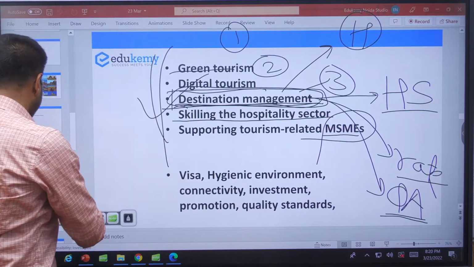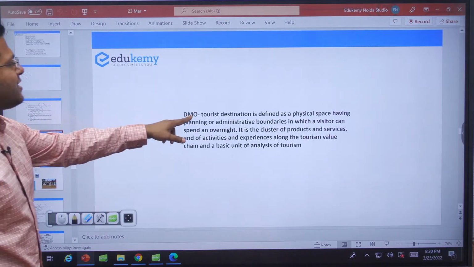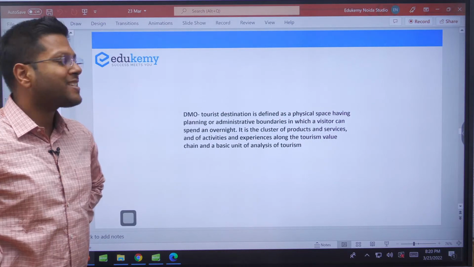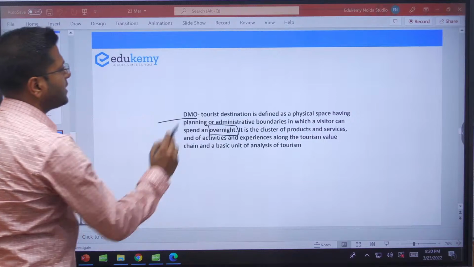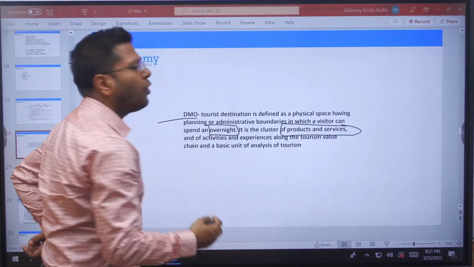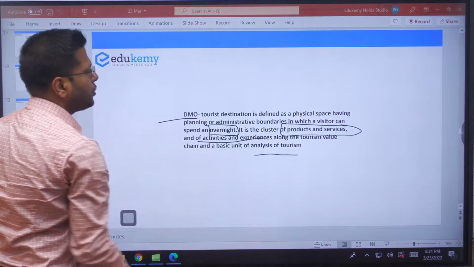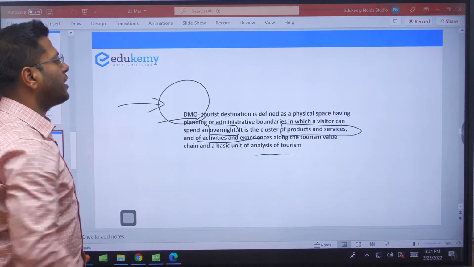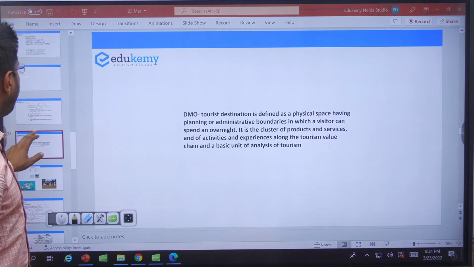Destination management means a tourist destination is defined as a physical space having planning or administrative boundaries in which a visitor can spend an overnight stay. It also provides a cluster of products and services, giving hot water, food, activities and experiences along the tourism value chain, and is the basic unit of analysis of tourism. So tourism will be analyzed through the destination management organizations. These organizations will be rating agencies, quality assessment agencies which will help in the management of tourism in those areas.